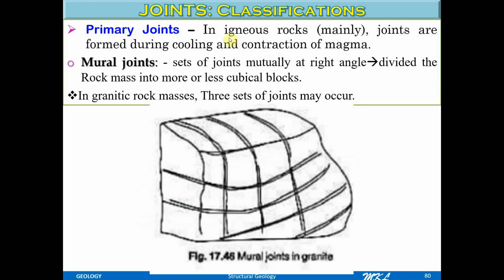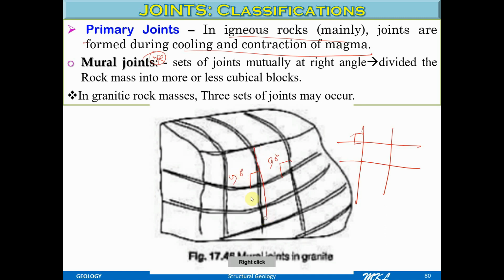Primary joints are generally in igneous rock. Joints are formed during cooling and contraction of magma. The most famous one is the mural joint, when the set of joints are mutually orthogonal, mutually perpendicular to each other. So they are making a right angle. This angle is 90 degrees. They are making this joint and this joint. These types of joints are called mural joints. Generally you will find this type of joint very commonly in granite. I told you that it is for igneous rock.